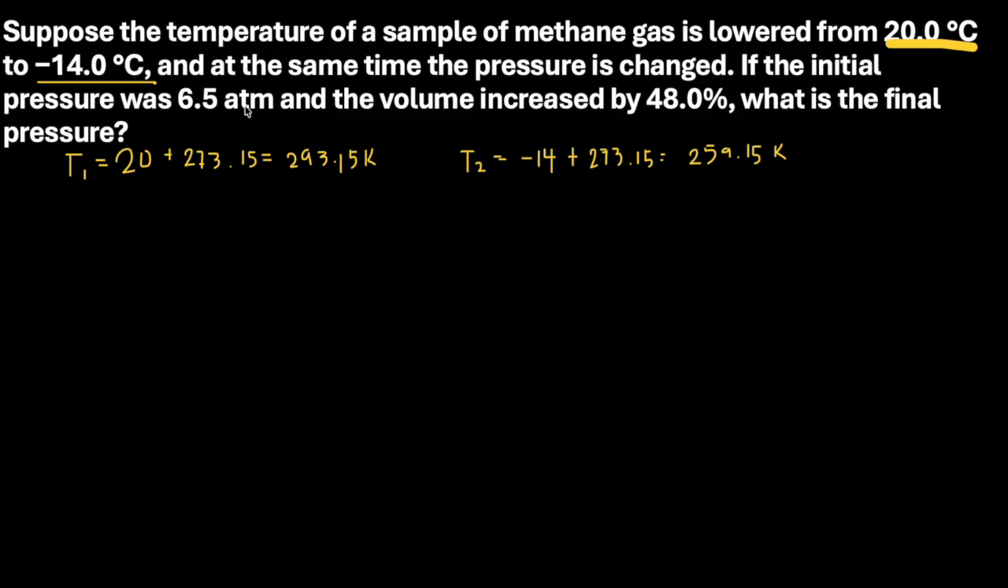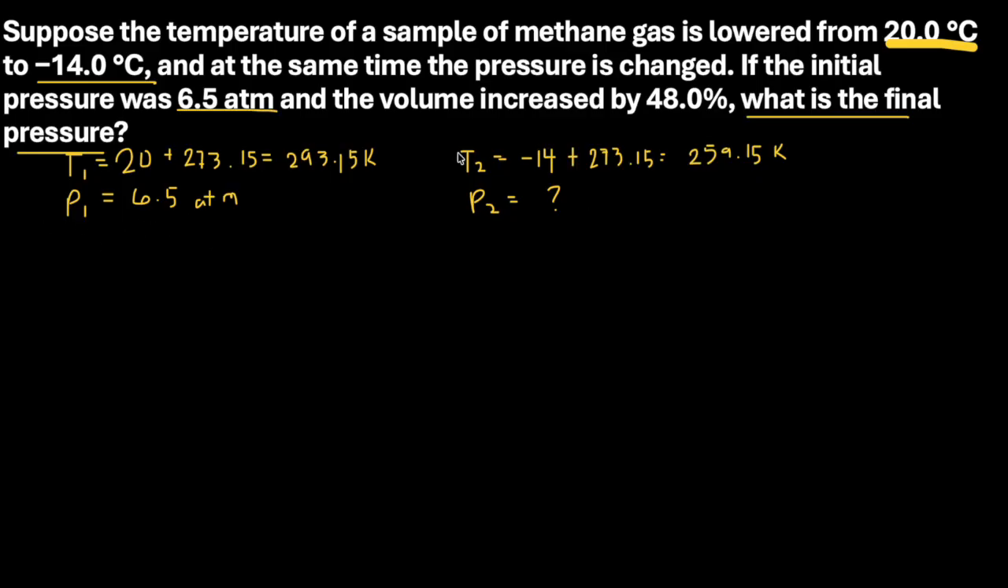If the initial pressure was 6.5 atm, so we're given here the P1, so that's 6.5 atm. And then the problem does not give us the P2. In fact, it's the one being asked. It said, what is the final pressure? So we're missing here the P2. So question mark, because we don't know what the P2 is.